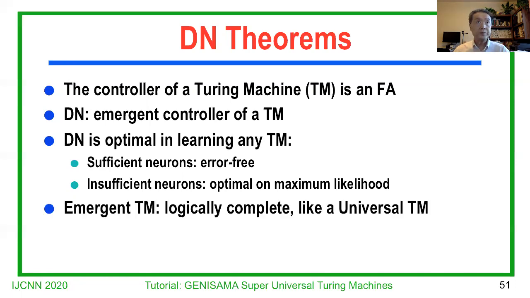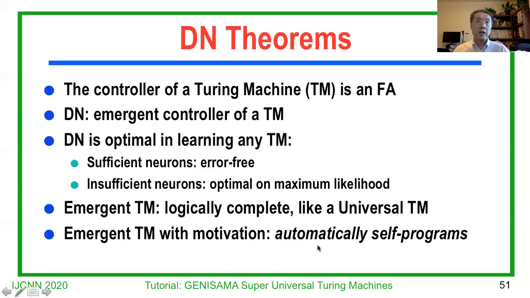Very beautiful. The emergent Turing machine is logic complete. Turing machine logic is complete because a Turing machine can model other logic, like a universal Turing machine. And if your Turing machine has motivation, then you can self-program, trying to maximize the value in terms of pain avoidance, pleasure seeking, uncertainty measurement, and also novelty. I'll get to that later when we talk about motivation.